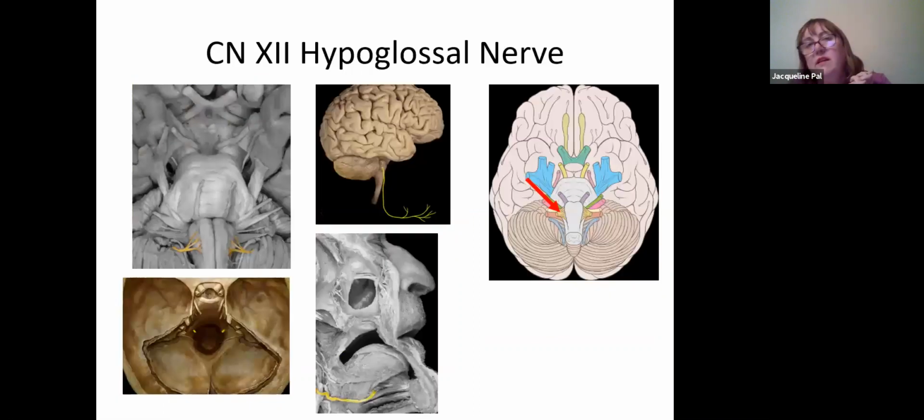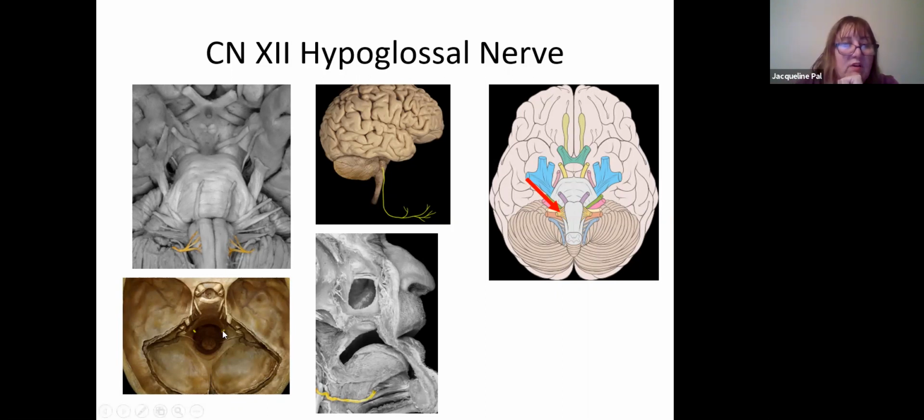And now we have the last but definitely very important as well, the hypoglossal nerve, because I've been using it a lot in the last 20 minutes. And the hypoglossal nerve is motor only. And where it is motor to, if you look at this picture in the bottom middle, you can see that the nerve is going to the undersurface of the tongue, thus hypoglossal, underneath the tongue.